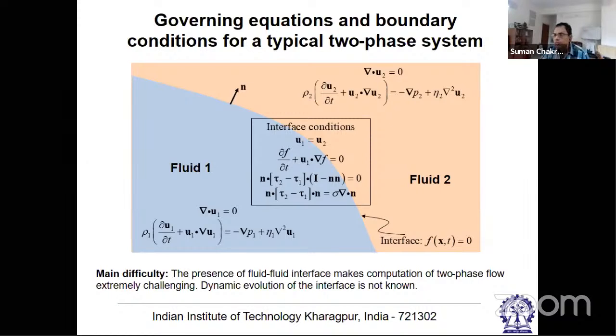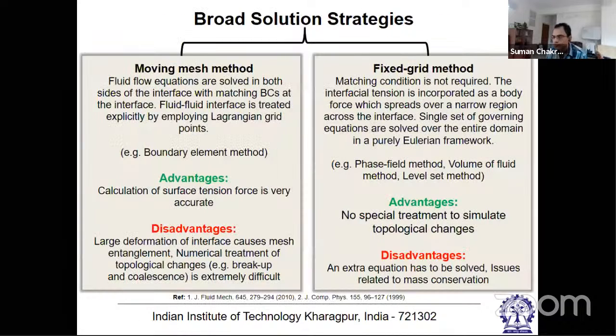The challenge in implementing this kinematic boundary condition and the associated other boundary conditions is that the location of the interface is not fixed, but it dynamically evolves. But explicitly from the Navier-Stokes equation or the continuity equation, it is not possible to figure out how this f dynamically evolves with position and time. To do that, there are two broad strategies in CFD. One is the moving mesh method, another is the fixed grid or fixed mesh method.